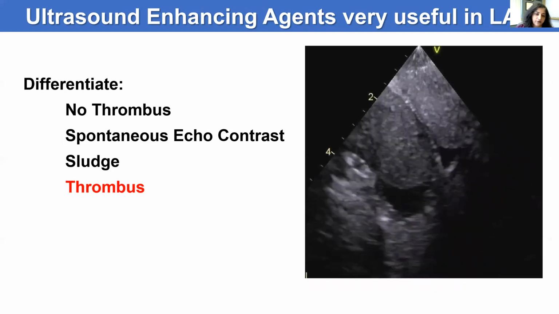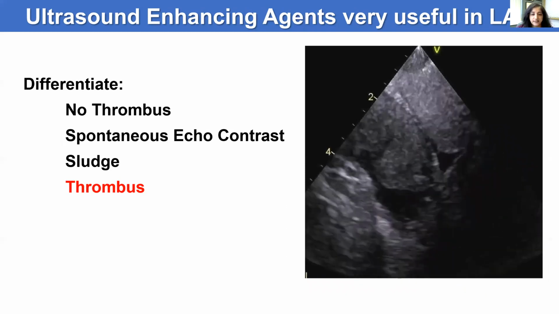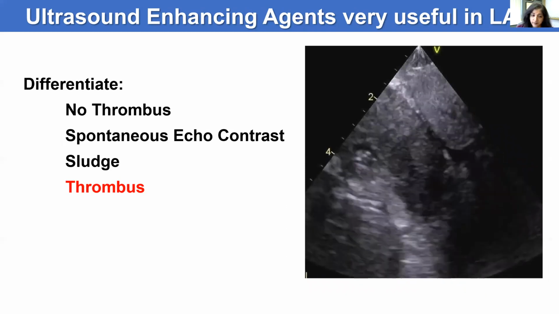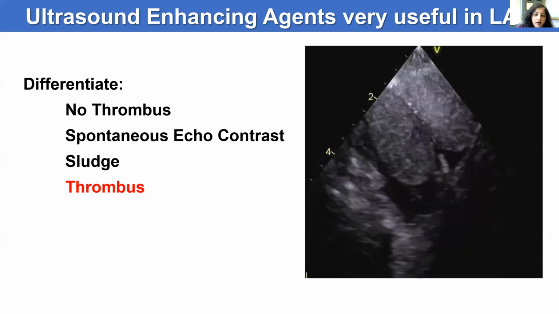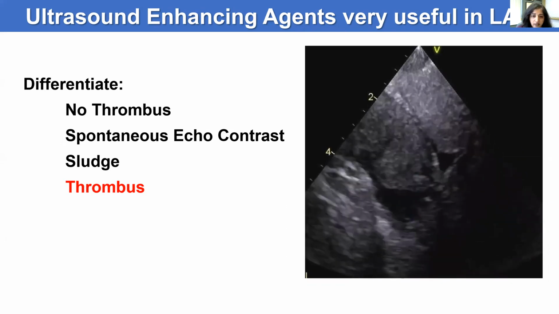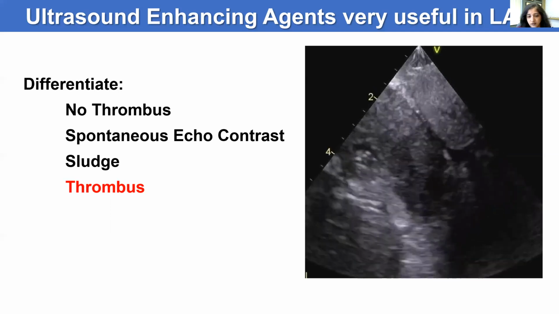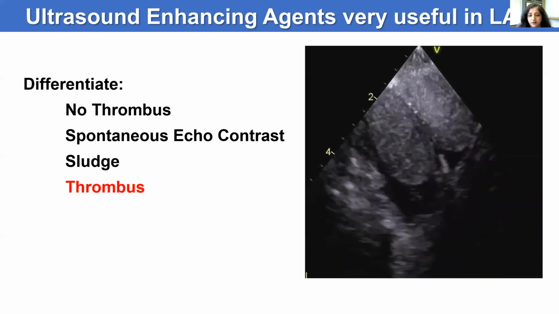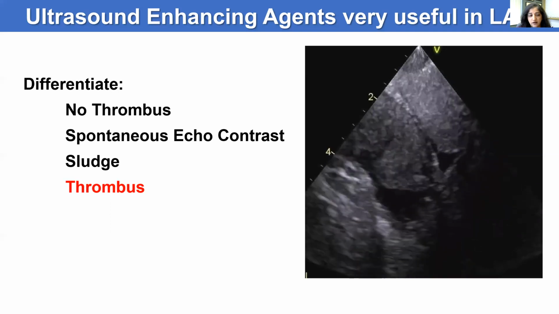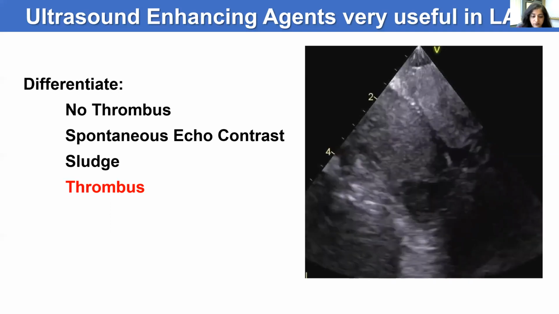So most TE platforms will have an automatic setting for contrast, or you can do it manually by turning the power down. But what you see here with this left atrial appendage is that when we put contrast in, the contrast does not go all the way to the bottom of the tip of the appendage. And this blackness here really signifies that there's a thrombus present.